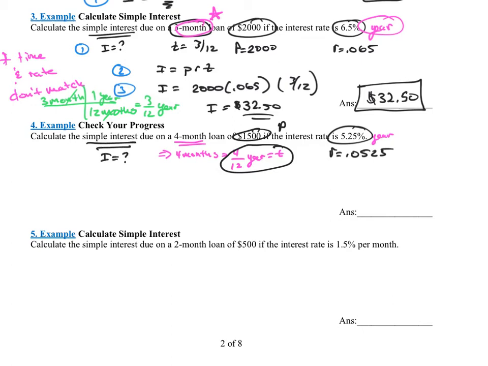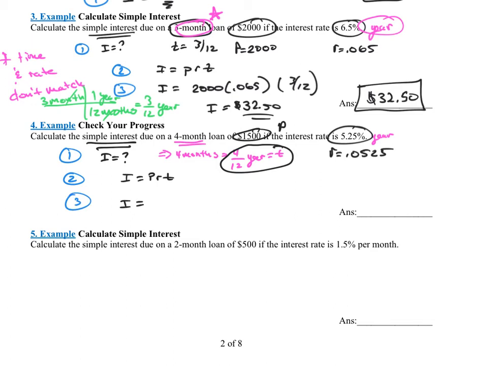What's that simple interest? So that's step 1. I've now identified my variables. I, we don't know. T is 4/12ths because it has to be in terms of years. P is 1,500 and R is 0.0525. Step 2, again, always write down that formula. So we have I equals PRT. Yes, you do need to write down the formula, every single problem.